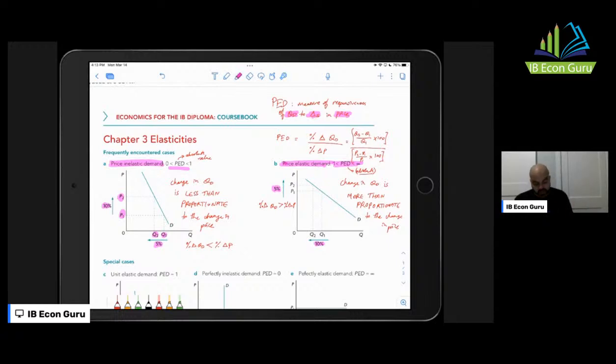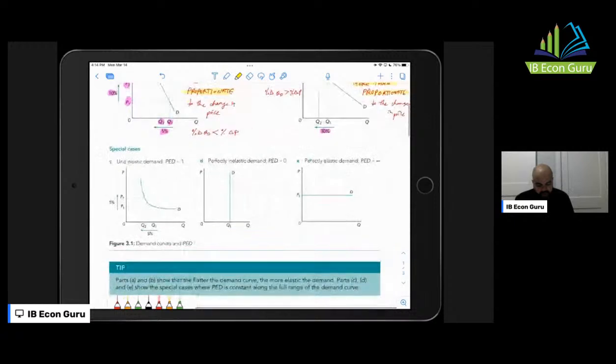Remember the key terms I want you to remember: less than proportionate when you're talking about price inelastic demand, and more than proportionate for price elastic demand. Don't use bigger or smaller. Don't say the change in quantity is bigger than the change in price. No, it's more than proportionate to the change in price. That's more accurate, okay? Because we look at percentages, not absolute numerical changes.